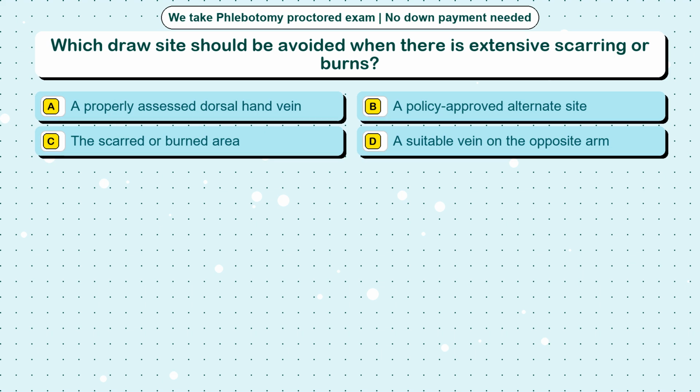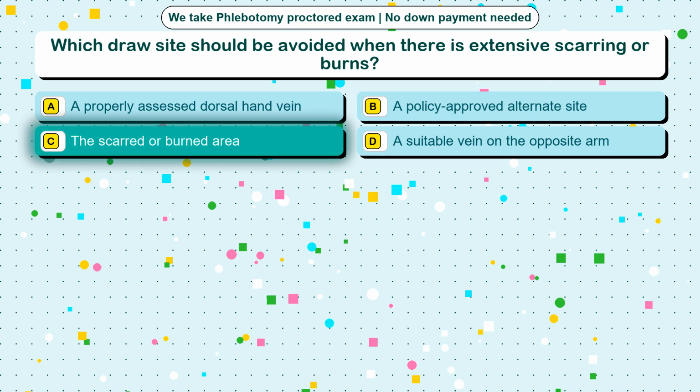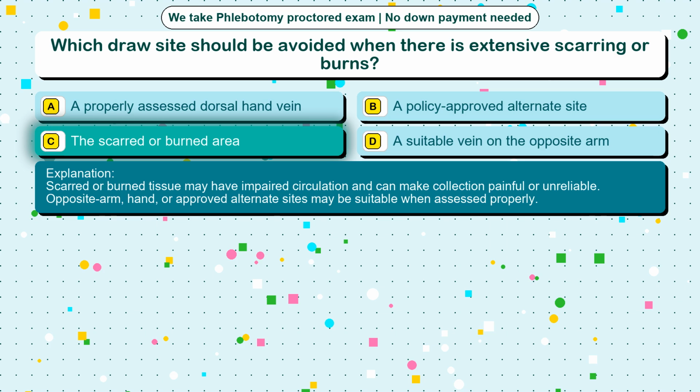Option B. A policy-approved alternate site. Option C. The scarred or burned area. Option D. A suitable vein on the opposite arm. The correct answer is option C. The scarred or burned area. Scarred or burned tissue may have impaired circulation and can make collection painful or unreliable. Opposite arm, hand, or approved alternate sites may be suitable when assessed properly.